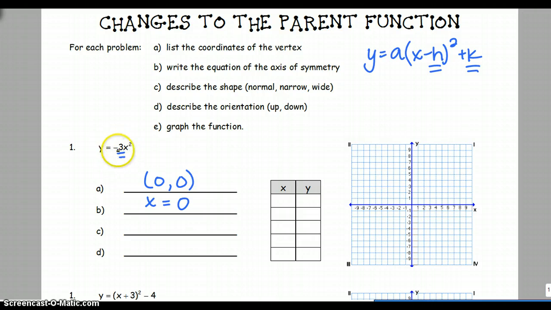Going back to the negative 3, that describes our shape, normal, narrow, or wide. Normal is when a is 1, narrow is when a is greater than 1, wide is when a is less than 1. So in this case, since it's a 3, remember we ignored the negative, it's just a 3, we can say that this graph is going to be narrow.